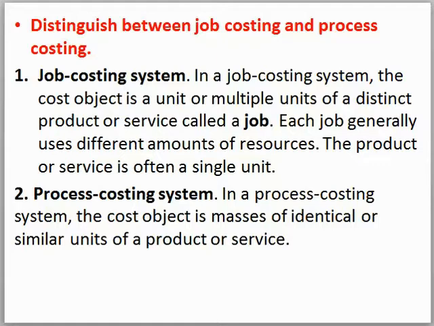But in a process costing system, the cost object is masses of identical or similar units of a product or service. So here is the difference. In the job costing system, there are different products or services called jobs, but in the process costing system, the products or services are similar or identical.